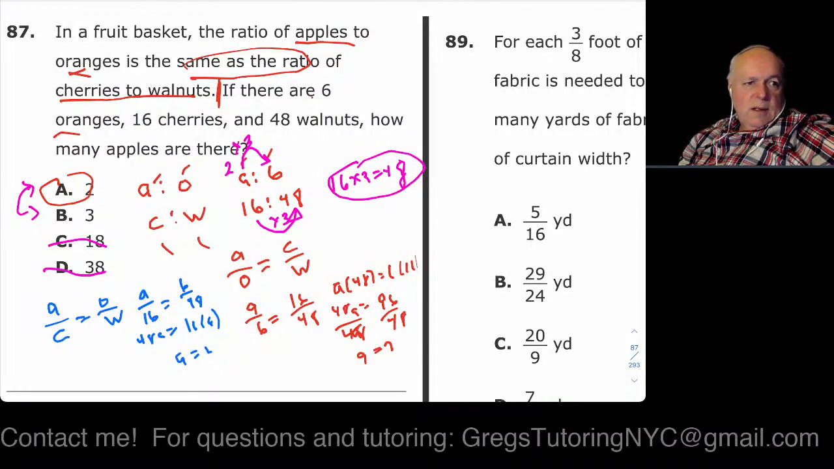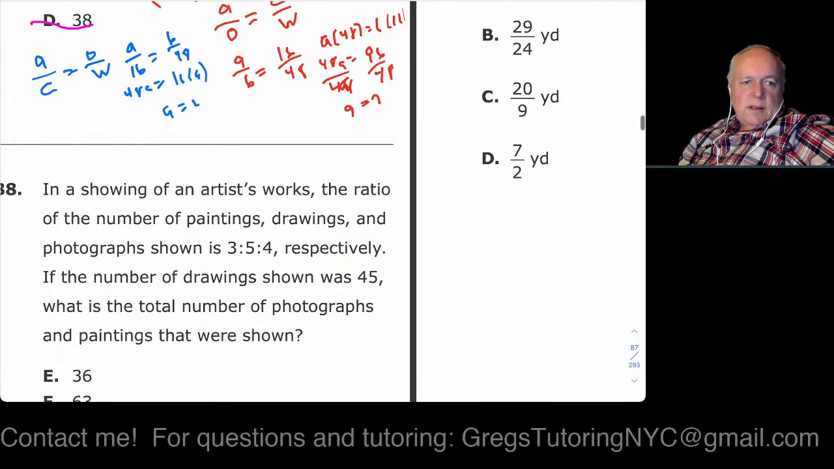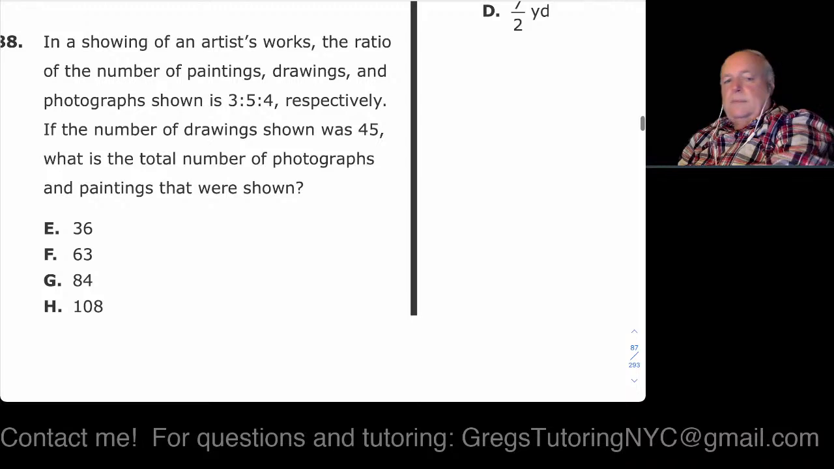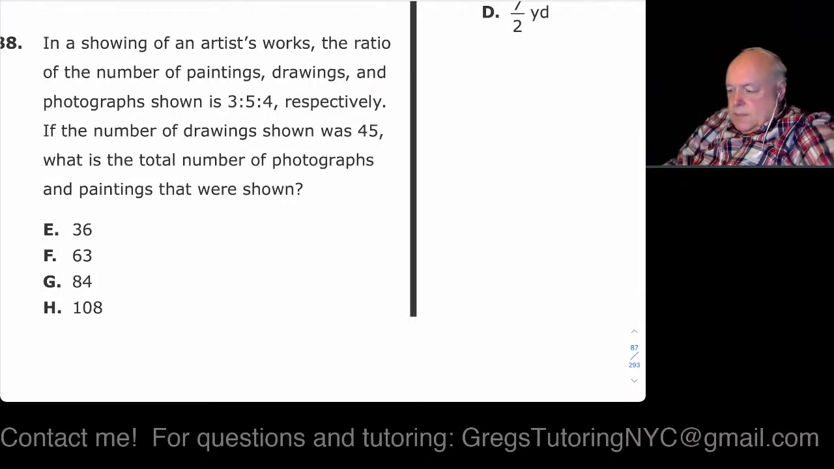Okay. Give me 1 second. I've lost the tab. That's 87. Okay, so there's another ratio one here. So let's see if we can make sense out of this.